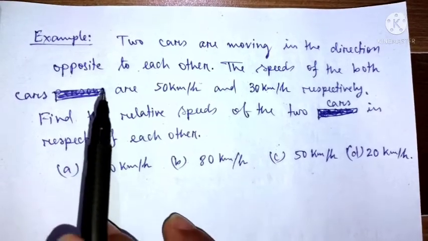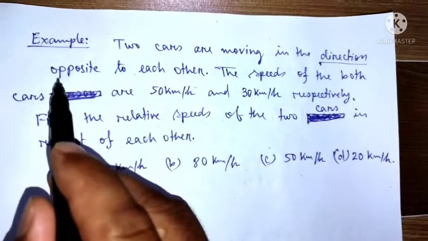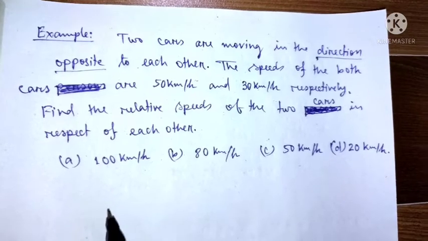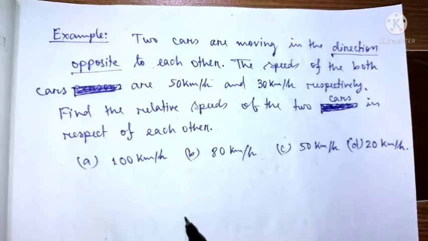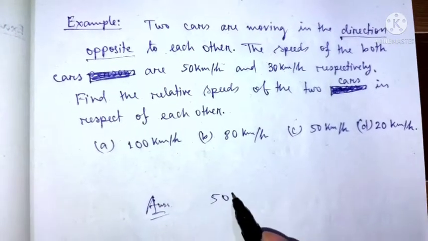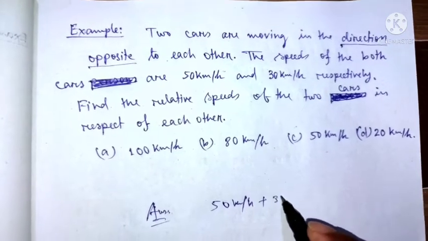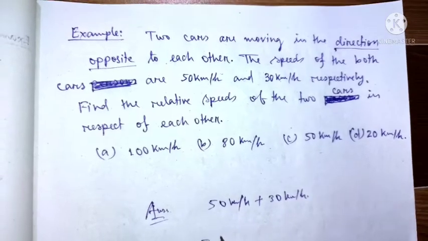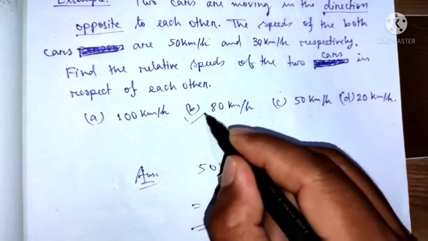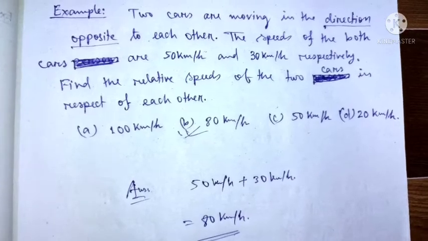So here first of all, this is in opposite direction. हमें ये देखना है opposite direction है कि same direction. Opposite direction है, opposite direction होने से इसका एडिशन होगा. So the answer, I write it directly: 50 kilometer per hour plus 30 kilometer per hour is equal to 80 kilometer per hour. So this is the answer. Option is your B. B is the correct option. I think with this example you have cleared the concept of relative speed.